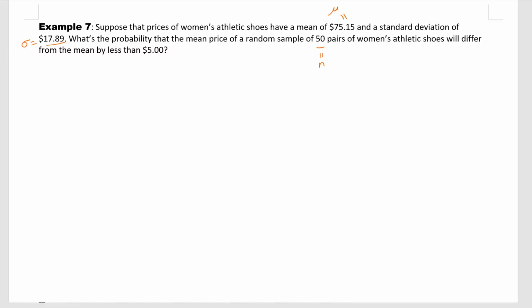So we're looking to find the probability of the mean price. The mean price means the sample mean, the mean price of the sample, so sample mean x bar. So find the probability that x bar will differ from the population mean by less than $5. This is what we are looking for.